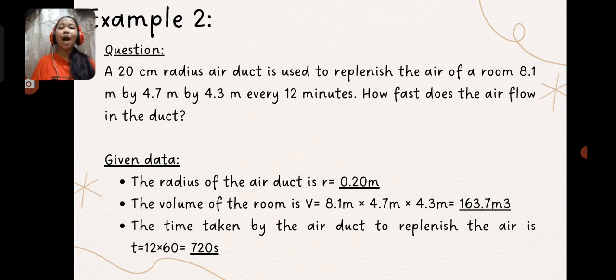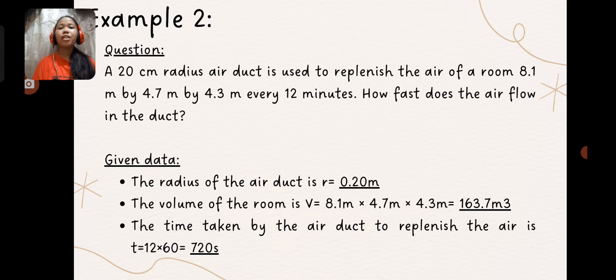So, for now, I will be talking about some examples on how to calculate volume flow rate. Without further ado, let's get started. Before calculating the volume flow rate, we need to identify first what are the given data, what are the formulas to be used, how the formulas should be used, and how to convert units. So, let's go. Example 2.